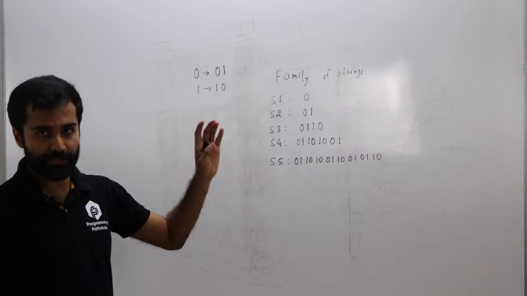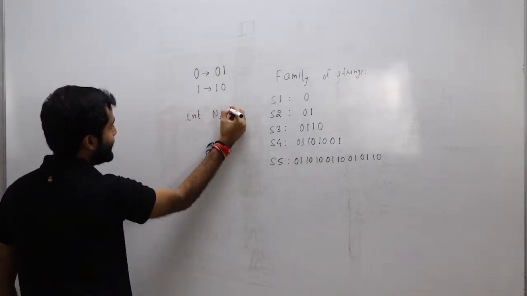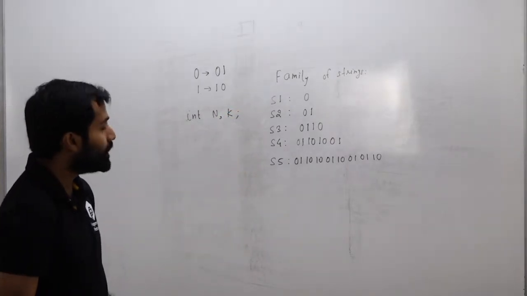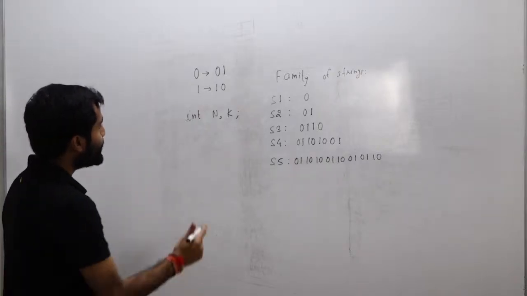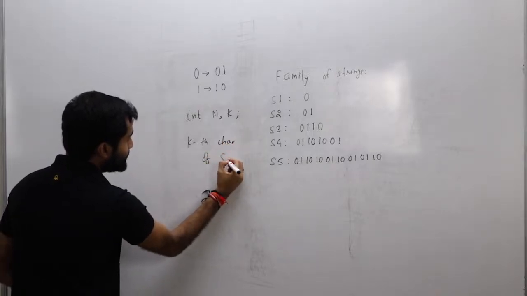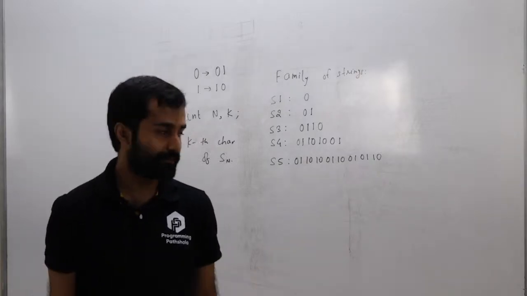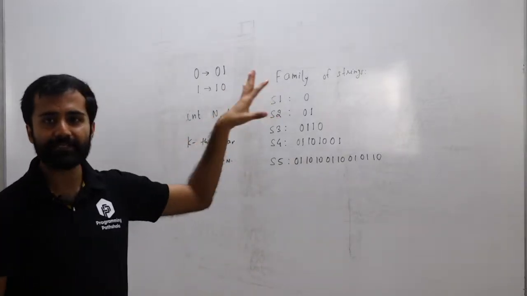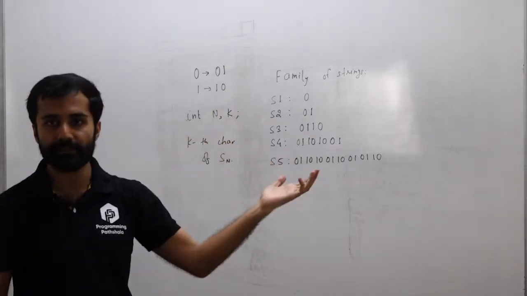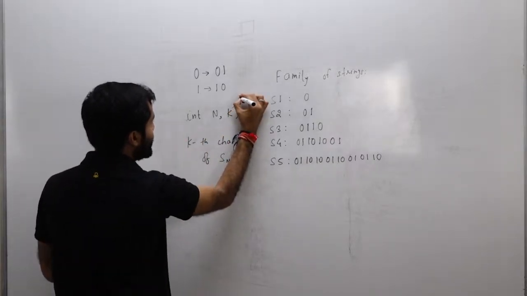Okay, so what is the question? Let's come back to the question. The question is you have been given two integers, n and k. Now, you have to tell me the kth character of nth string. This k could be 1 indexed, 0 indexed, anything, that does not matter. If it is 1 indexed, you can convert it into 0 indexed by doing minus minus. So for me, let's say I'm assuming this to be 0 indexed.